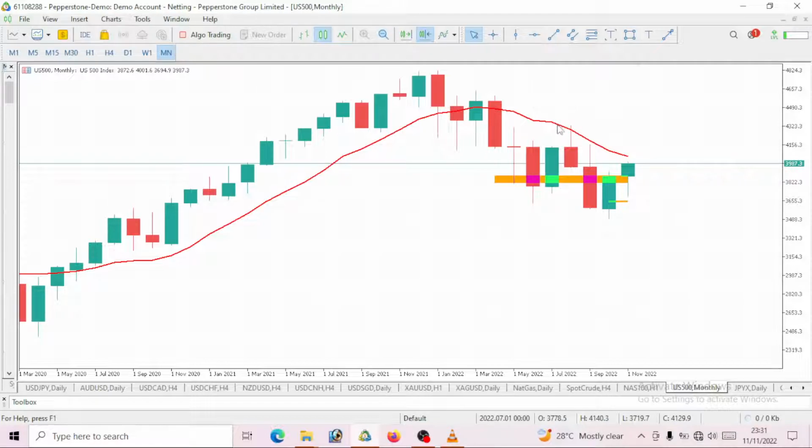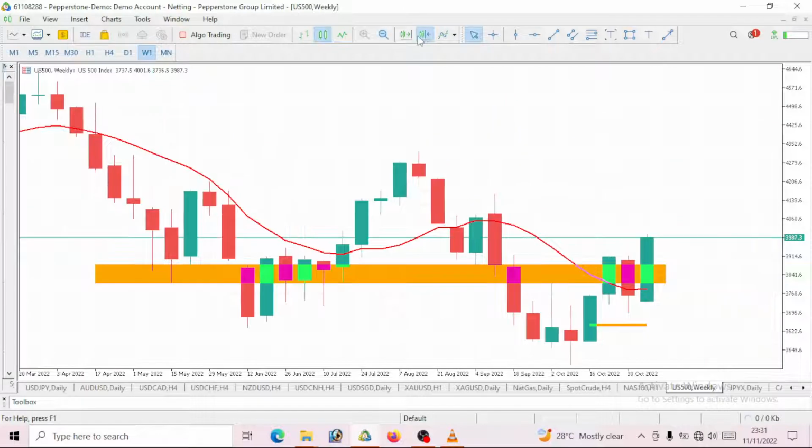So S&P 500 is still on a bullish move. I want you guys to consider going long on S&P 500 first. After that, we might consider our next trend on S&P 500, which will be bearish. So that should take us to the weekly time frame though.